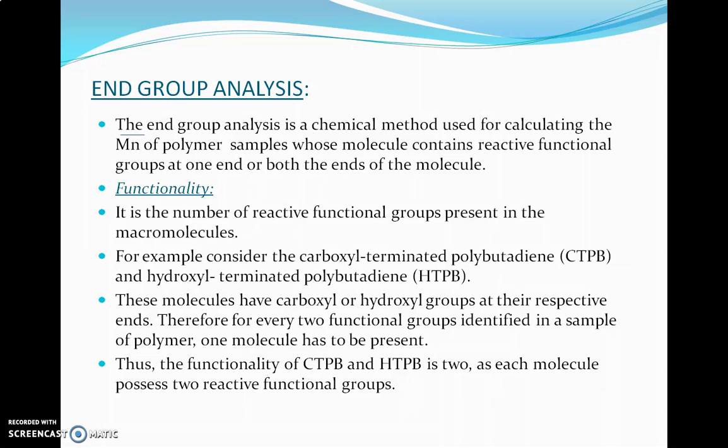So, if we identify any two functional groups in a given polymer sample, we can say that there is one single polymer chain present. That is, for every two functional groups that have been identified, there is one polymer chain present. Thus, the functionality of CTPB and HTPB is said to be 2, as each molecule possesses two reactive functional groups. Therefore, the functionality of this molecule is said to be 2 because they have two functional groups present in the polymer chain.